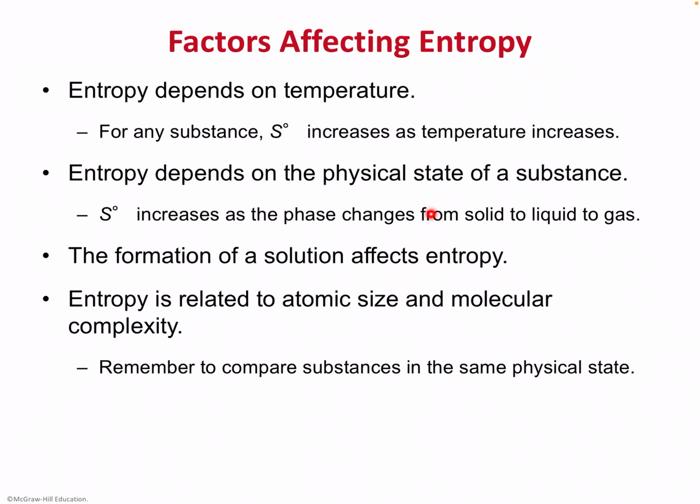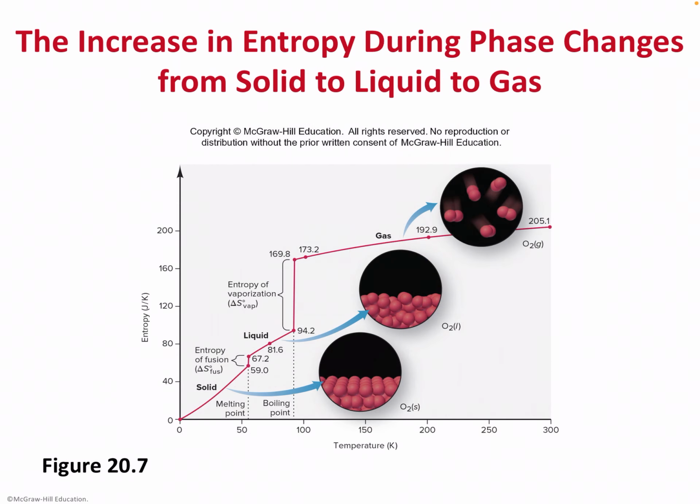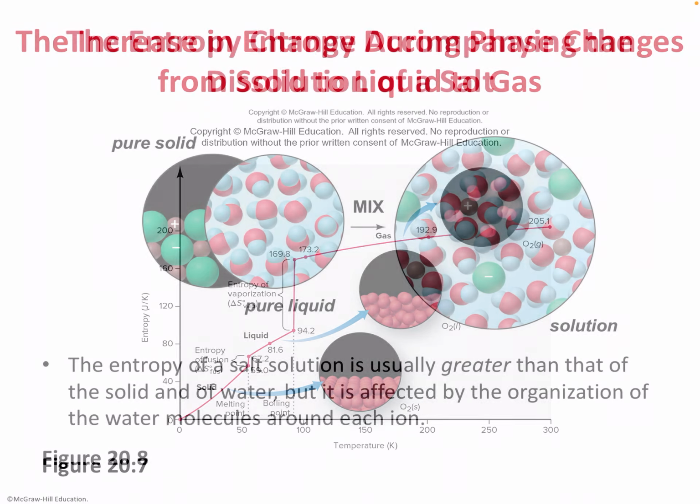Then the second factor is that entropy depends on the physical state of a substance, going from solid to liquid to gas. We can see here, this is a solid. It has a certain amount of entropy, let's say about 40. This axis is entropy. It becomes a liquid with an entropy of about 120, and then you add more heat and it becomes a gas. When it becomes a gas, it has more freedom of motion, so higher entropy, about 200.